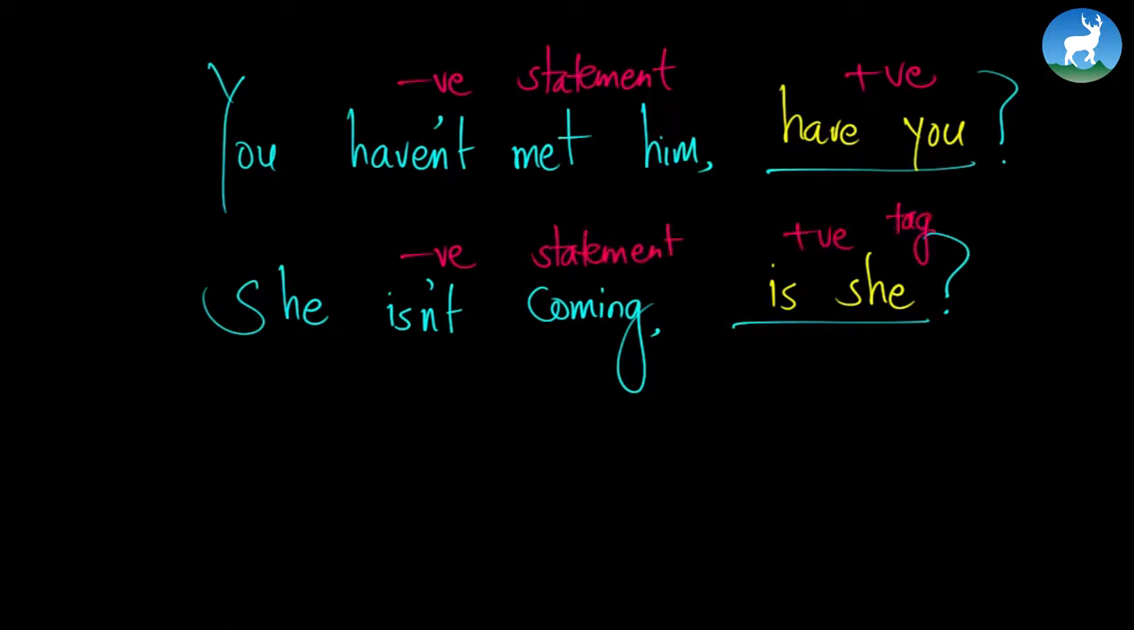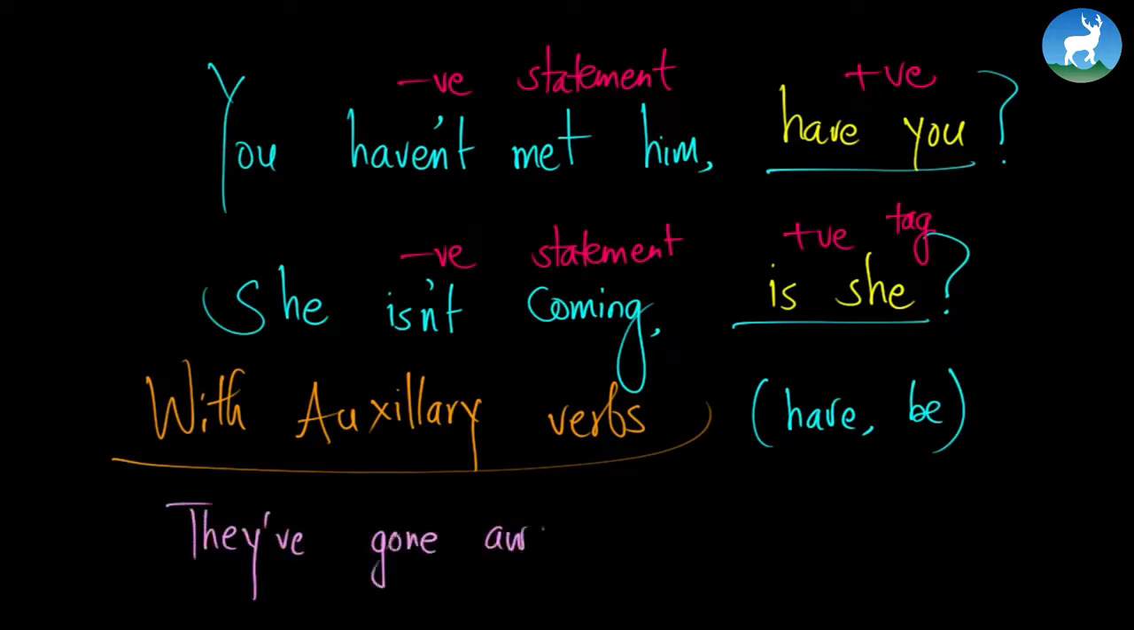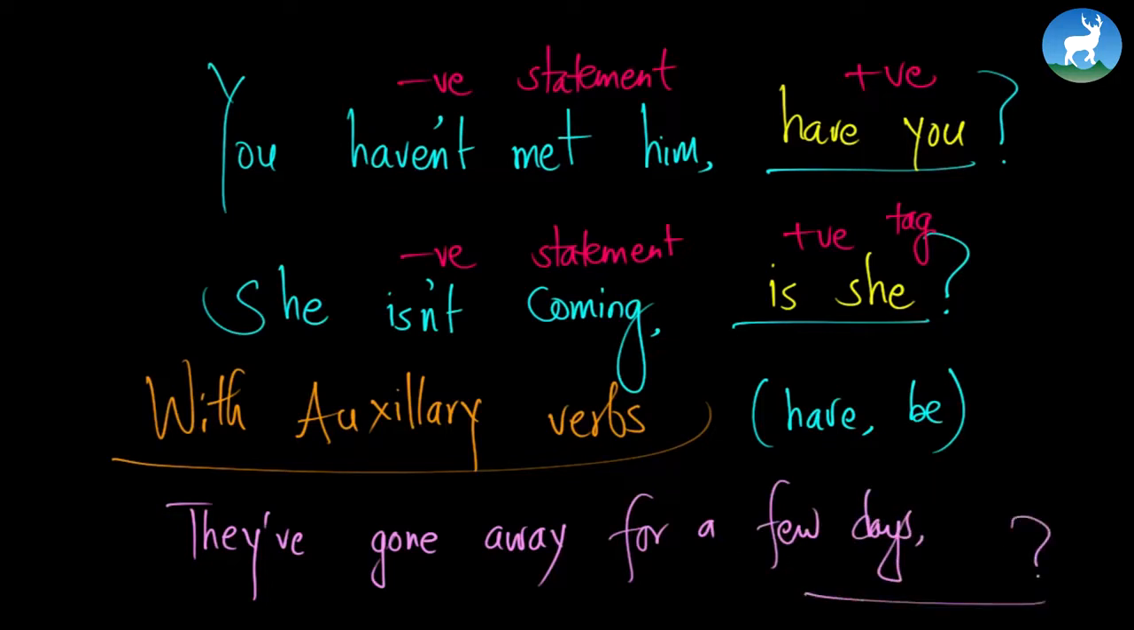Alright, so let's talk about rules when it comes to auxiliary verbs. Before that, let us remember that the question tag uses the same verb as the main part of the sentence. If this is an auxiliary verb, like it could be have, it could be. So these are auxiliary verbs, and the question tag is made with the auxiliary verb. For example, they've gone away for a few days. So what would be the question tag here? They've gone for a few days. Haven't they? Very good. Haven't they?